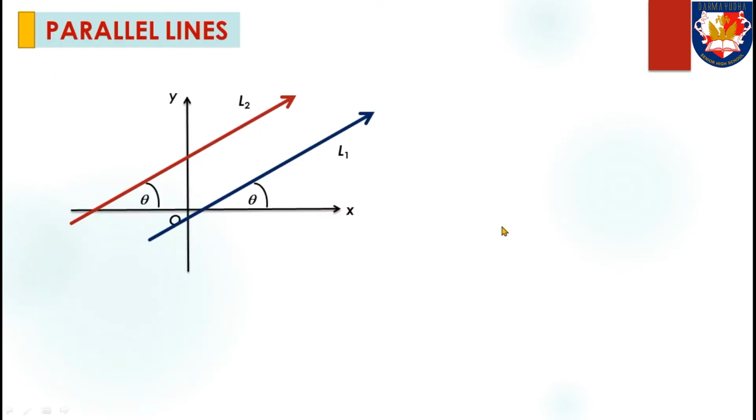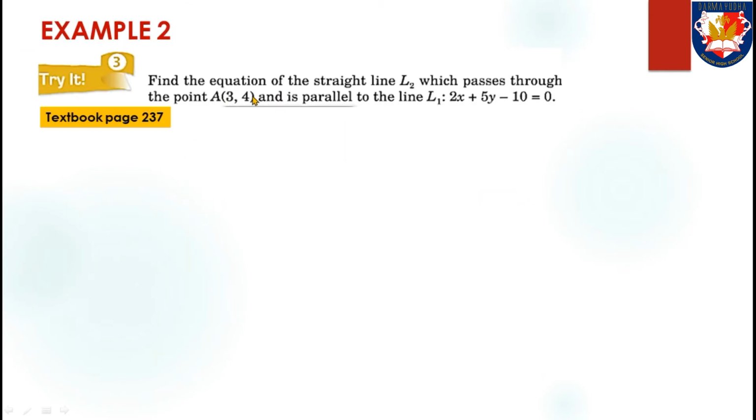If two lines are parallel to each other, say L1 is parallel to L2, then the gradient of L1 and the gradient of L2 will be equal. M1 equals M2. Example 2. Find the equation of the straight line L2 which passes through the point (3, 4) and is parallel to the line L1: 2x plus 5y minus 10 equals 0.